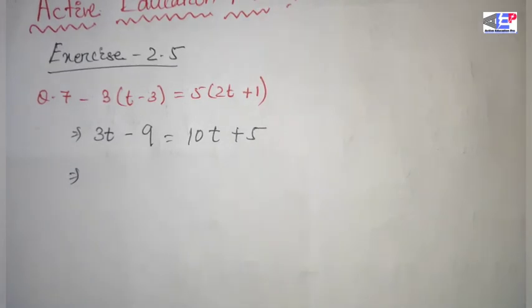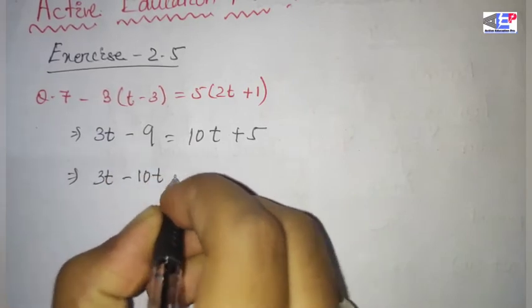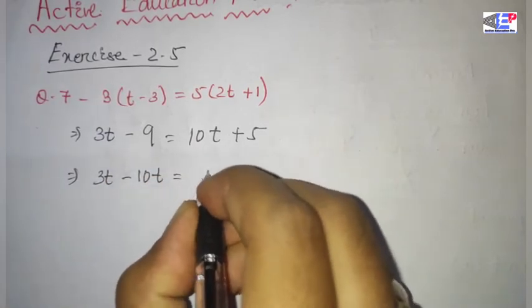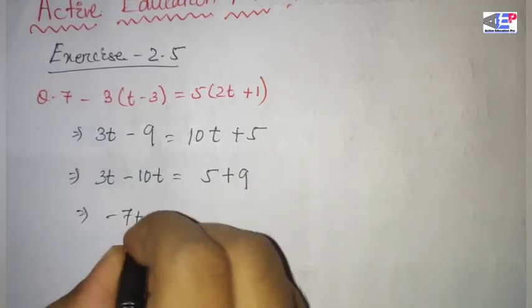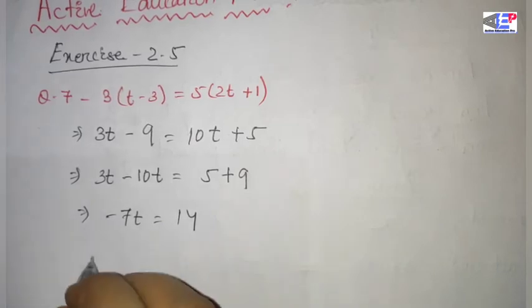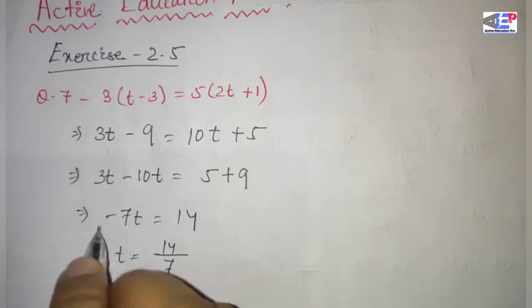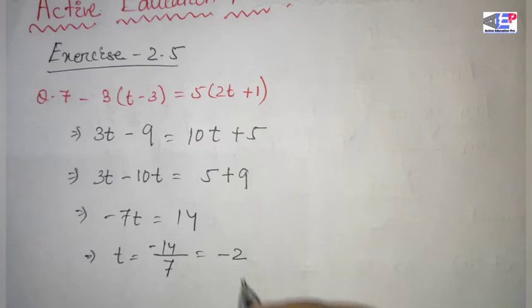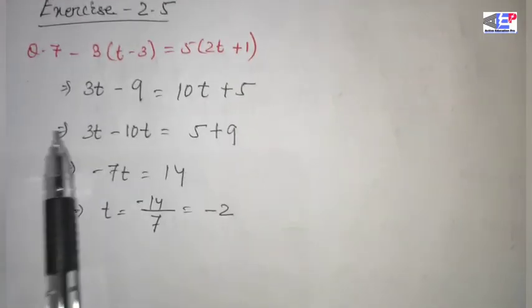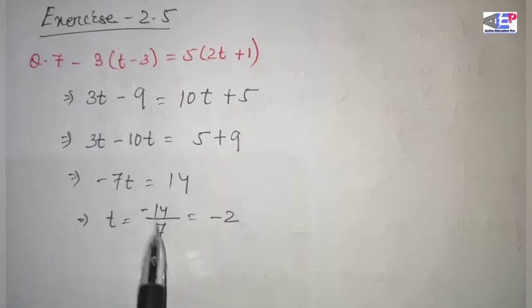Now collect the variables to one side and the constants to the other side. 3t minus 10t is equal to 5 plus 9, minus 7t is equal to 14, and then t is 14 by 7. This minus sign will come to the right side, and the answer is minus 2. For this question number 7, the variable is t and the answer is minus 2.